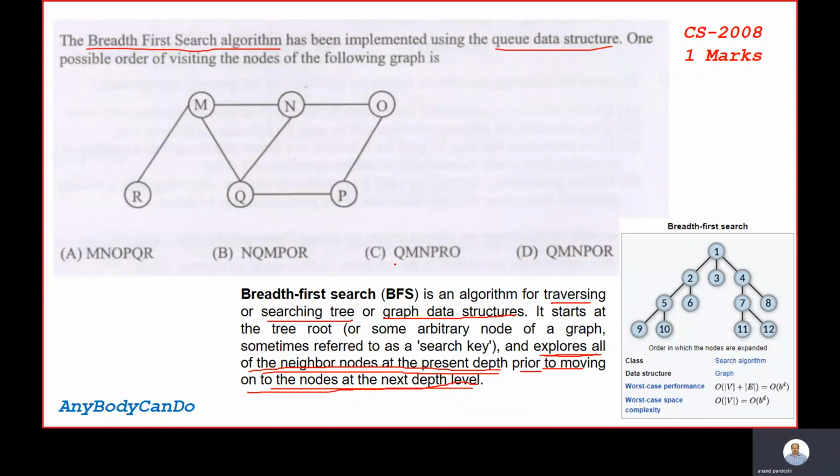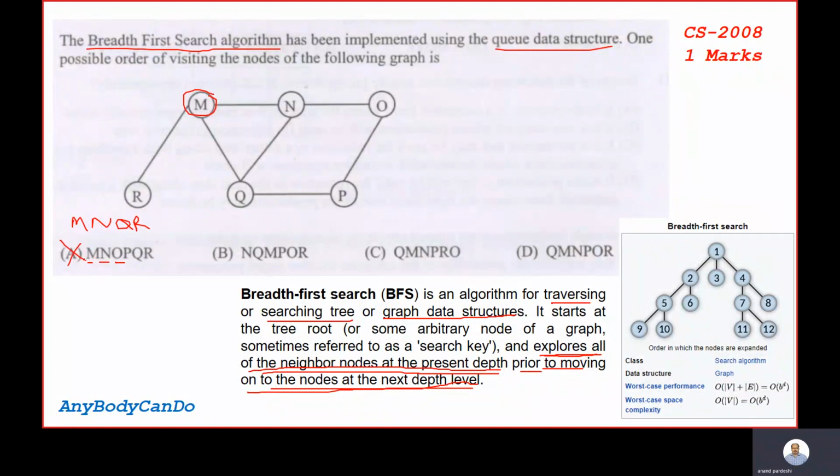Okay, so first we will observe option 1, which is A, M. So we are starting from M. Which are the neighbors of M? M's neighbors are N, then Q, and then R. Okay, these are the neighbors of M. But what is in option A? We are starting from M, then we are visiting the first neighbor N, and then we are visiting its neighbors and so on. So actually option A is wrong. This is not the breadth first search algorithm.